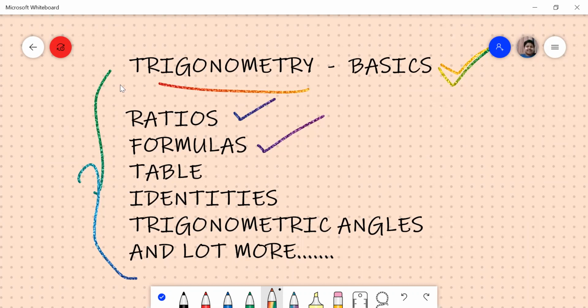When we hear about trigonometry, some people think that it's a very tough branch of math, and it's a very tough topic and many more things. But let me tell you guys, it's not tough. It's really simple.